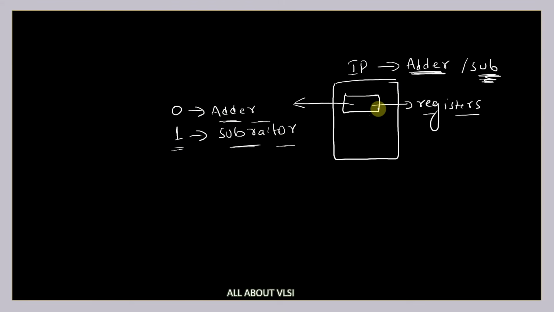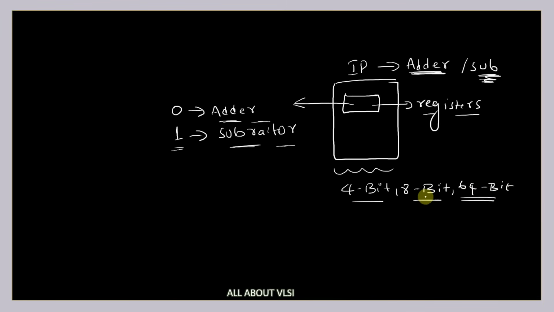So we just know that there is a register, and if we configure that register to 0, it is going to act as an adder, and if we configure that register to 1, it is going to act as a subtractor. Now let's say this adder can have a configurable width of data to be added. For example, it can act as a 4-bit adder, or an 8-bit adder, or a 64-bit adder, and so on. Let's say the maximum limit is 64 bits, right?